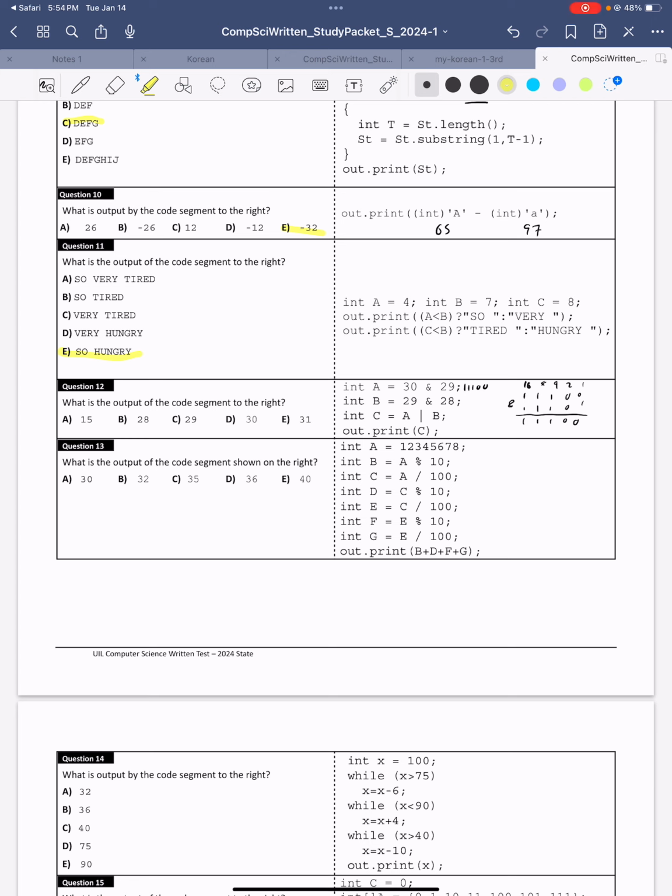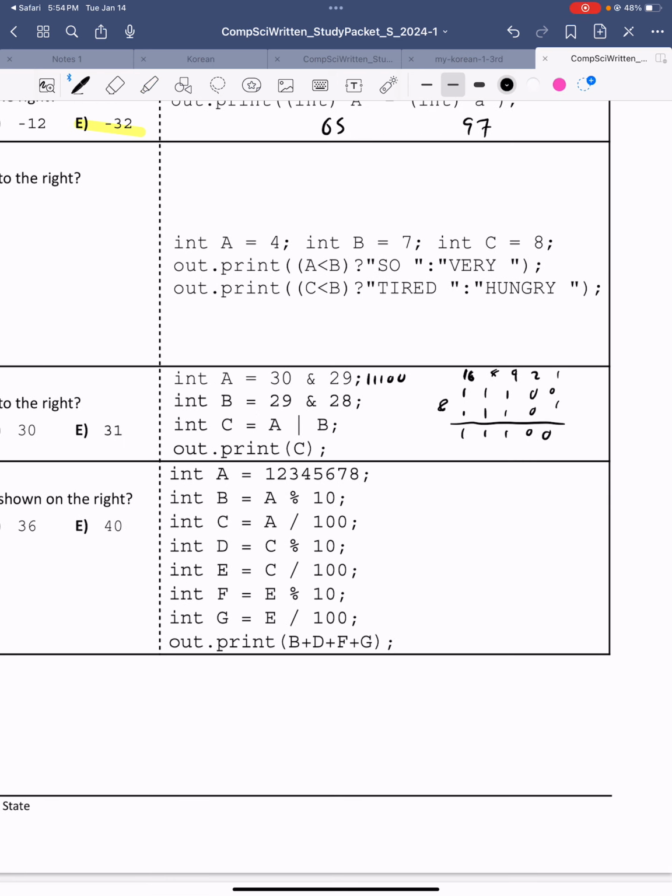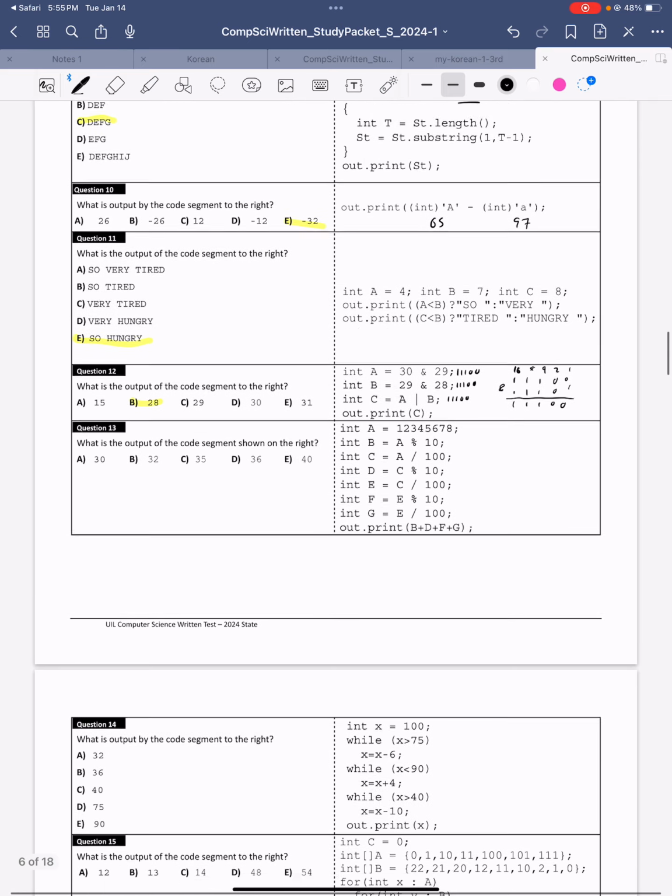Oh, sorry. 16 plus 12 is 28, sorry, B. Again, this becomes 28. This becomes 1, 1, 1, 0, 0, right? And you OR them. With OR, you only need one true to be true. So this is going to be the same number. So 16, 8, and 4 is 16 plus 12, which is 28. So the answer is 28.